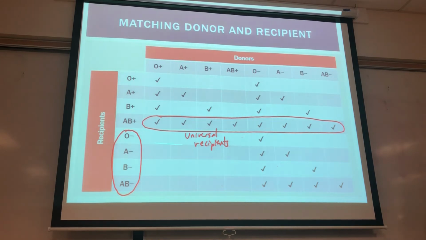O negative can donate to O negative. And here you can see O negative can only receive blood from O negative, but O negative can donate to every single type. Therefore, they are called the universal donors.